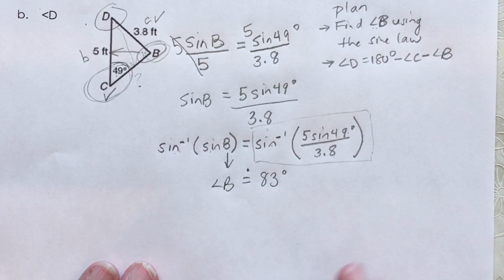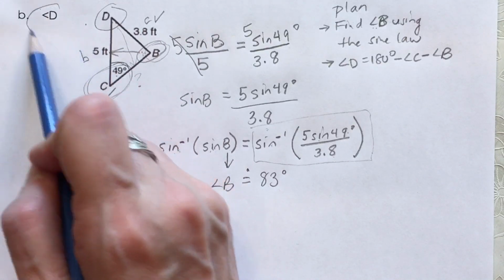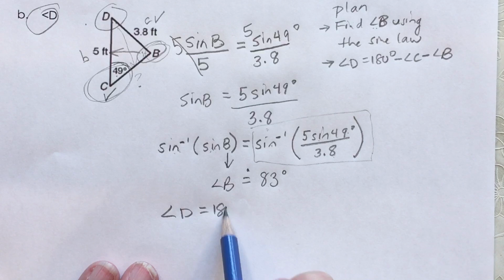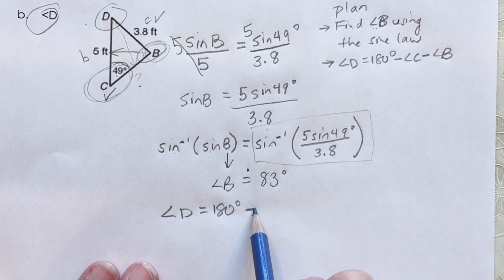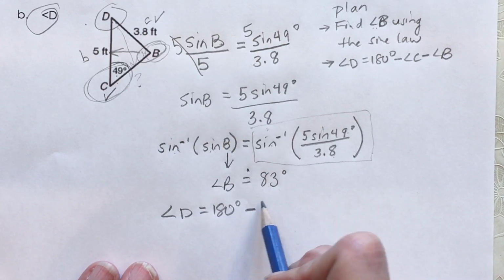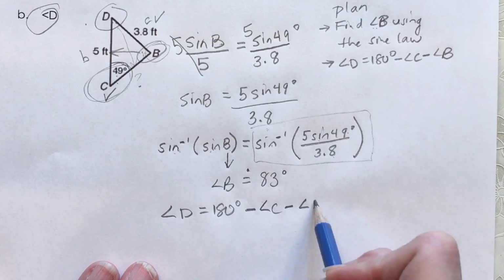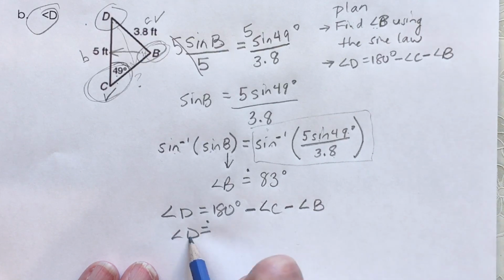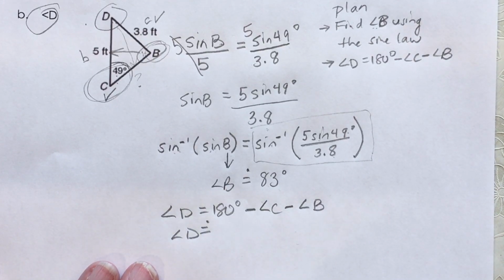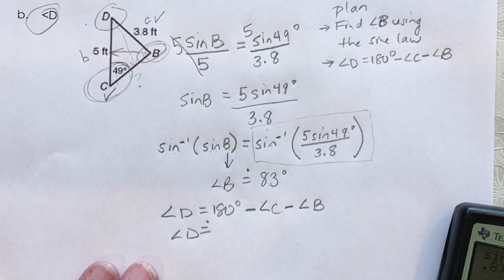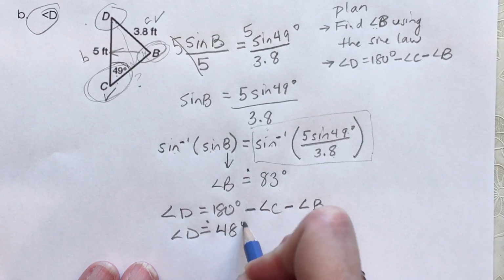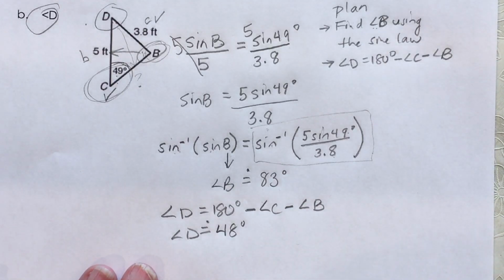So that gives me angle B, but the question asked for angle D way up here. So angle D, we know, is going to be 180 degrees minus angle C, which was 49 degrees, minus angle B, which we just found. If we type those in our calculator, we're going to get an approximate number for angle D since we rounded angle B. So I'm doing 180 minus 49 minus 83, and I get approximately 48 degrees. And now I have angle D.